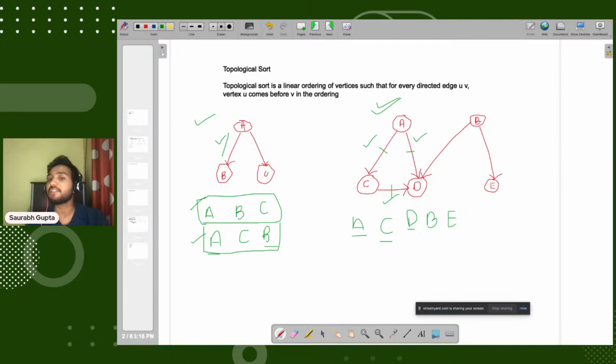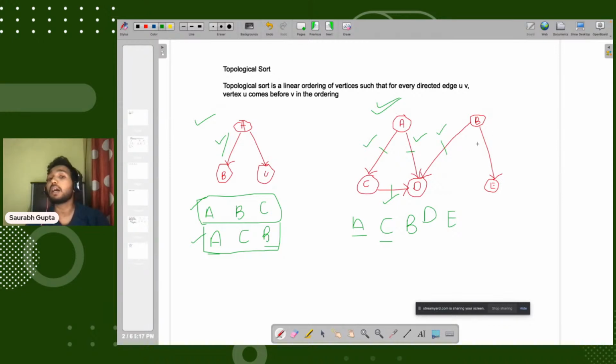Now there is a directed edge from B to D. It means that B should always come before D. Sorry, this is a wrong topological sort that I've written. I just realized. So it could be D, B. Yeah, my mistake. Let me write it as B and D. Now this looks fine. If there is a directed edge from B to D, then B should always come before D, and you can see in this sort, B is coming before D. So for this edge also, the condition holds true.